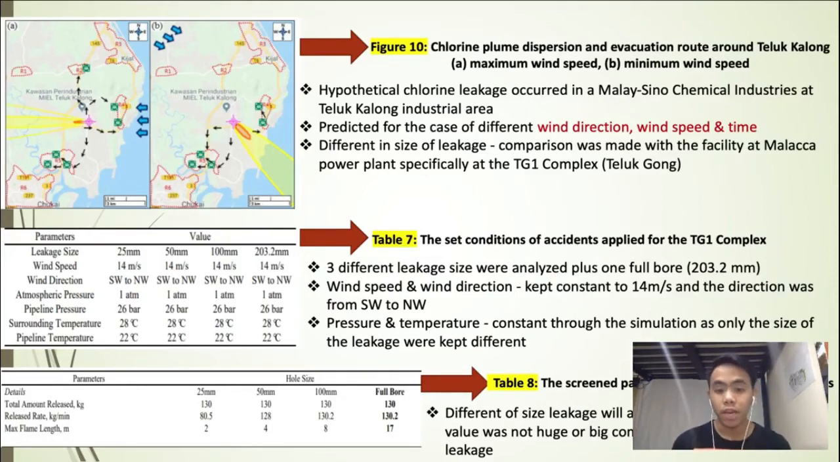The wind speed and wind direction were kept constant at 14 meters per second, and the direction was southwest to northwest. Pressure and temperature were kept constant as well through the simulation, as only the size of the leakage was different. Lastly, in Table 8, they conclude that different leakage sizes will affect the release rate, but the value was not used or compared to each size of leakage.